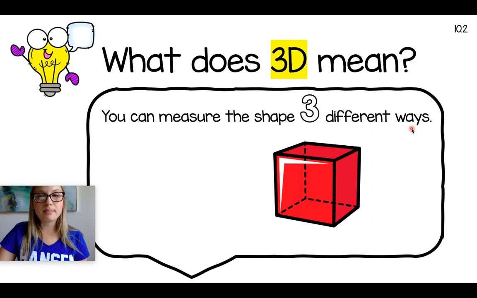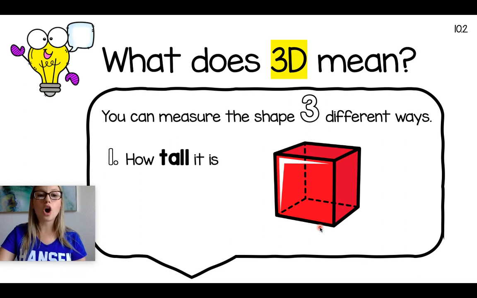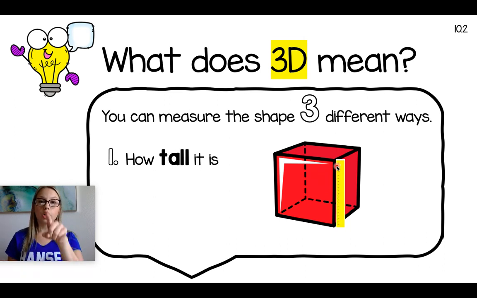The first way to measure a shape is how tall it is. When you measure how tall a shape is, you measure from the bottom up. If you wanted to measure how tall you were, you would stand against the wall. We did this one day in class. And you would put a ruler, or I used a yardstick, at the bottom of the floor up, and I would measure how tall you were.